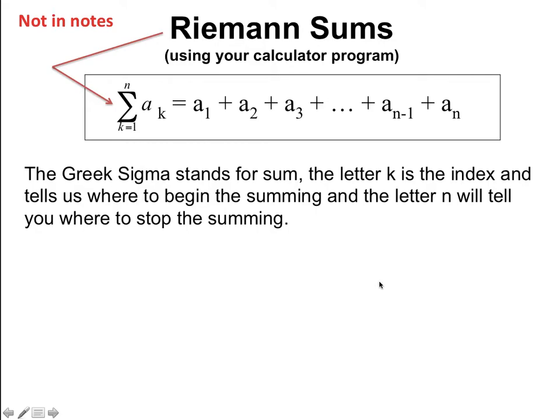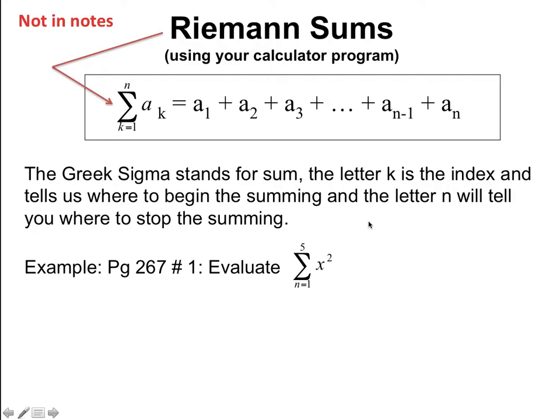Okay, so this is what we're going to use the program for. A Riemann sum is basically a sum of values. Notice we're taking a value and adding another value and adding another value, and this is the notation for it. It says I want to start at a value of 1 and go up to some value n, and I'm going to plug those values into some function, and then I'm going to add them together.